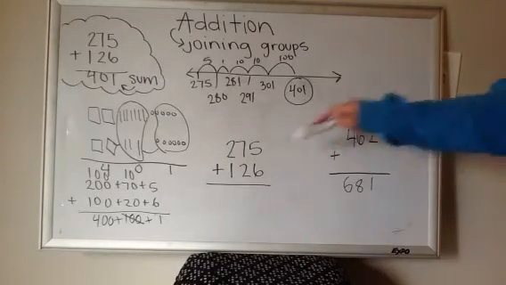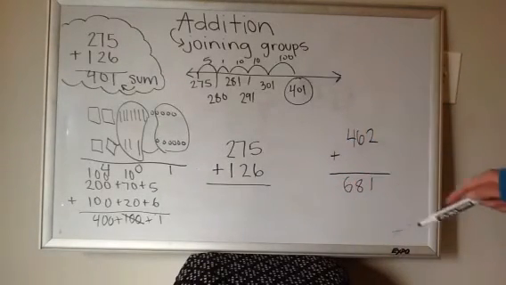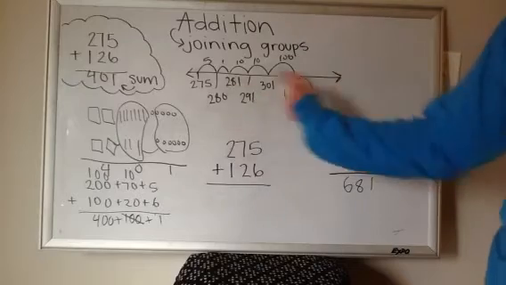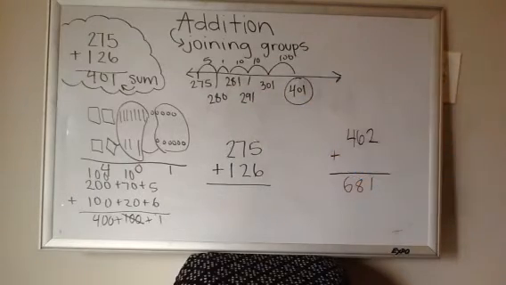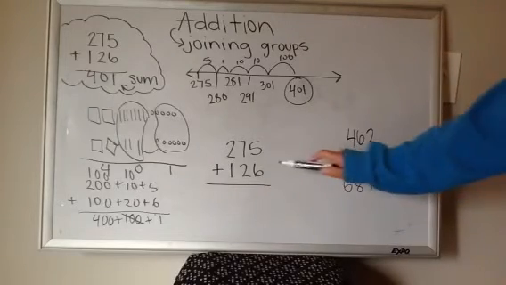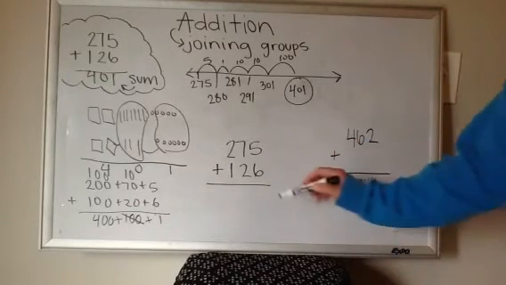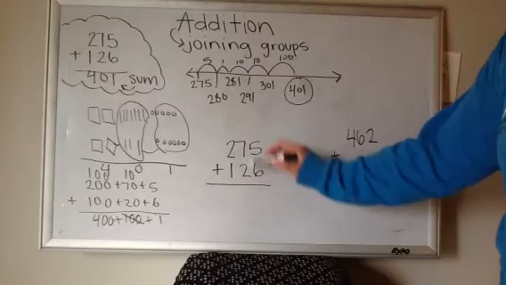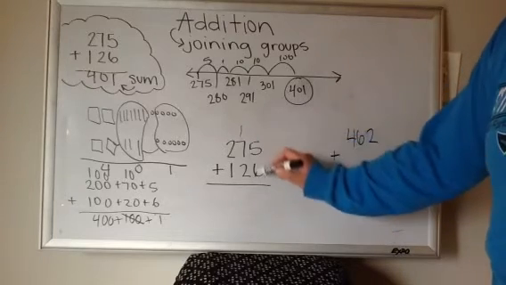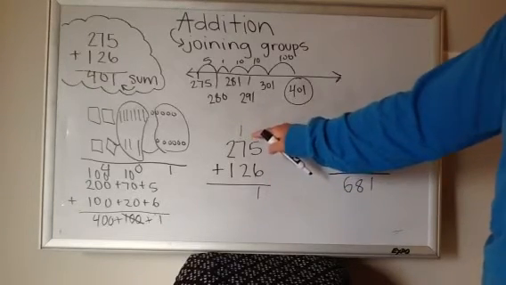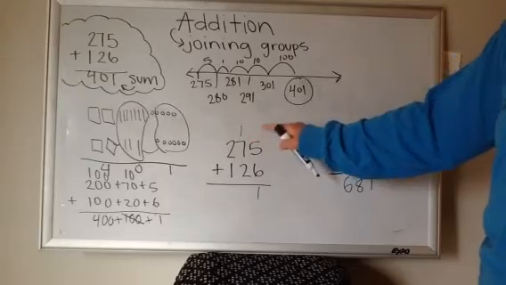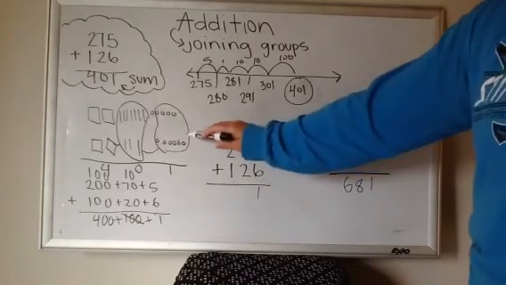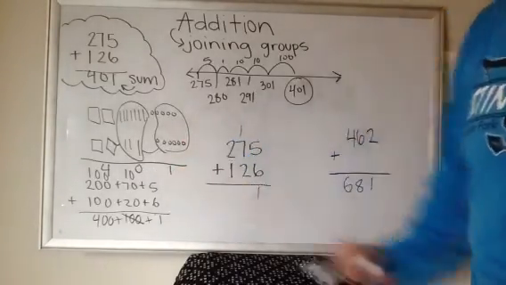All right, and now that last strategy, the one that is based off of all of these, is the standard algorithm. We want to start in that ones place again. So 6 plus 5 is 11. Some people write 11 down here and then move the 1, or some people write 11 like this. This is what's important. This came from having so many ones, like this and like this, okay?